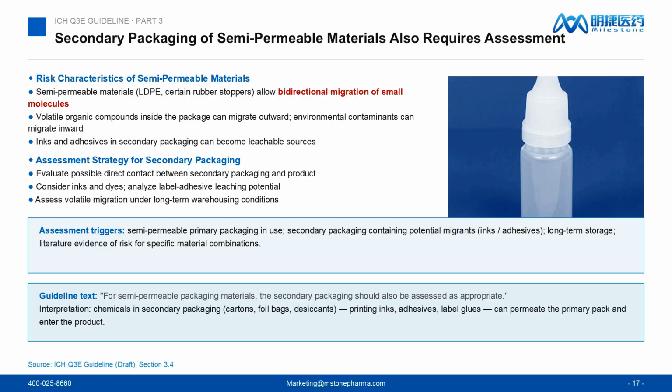So when do you need to assess secondary packaging? For triggers, you use a semi-permeable primary package. The secondary packaging contains potential migrants like inks or adhesives. The product faces long-term storage, or literature flags your material combination. The assessment itself is mostly a reasoning exercise. Identify the volatile candidates, evaluate the barrier, estimate migration, sometimes supported by a targeted volatile organic screen. Cheap to do, expensive to skip.